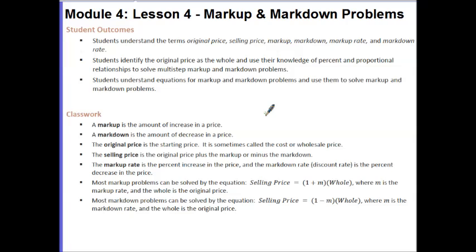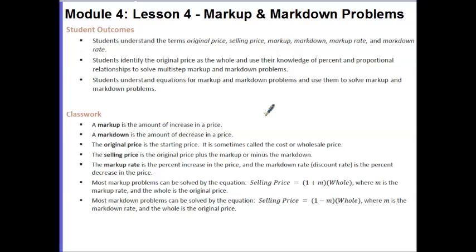The original price is the starting price. It's sometimes called the cost or wholesale price of the item. The selling price is the original price plus the markup or minus the markdown. The markup rate is the percent increase in the price, and the markdown or discount rate is the percent decrease in the price. Most markup problems can be solved using the following equation.